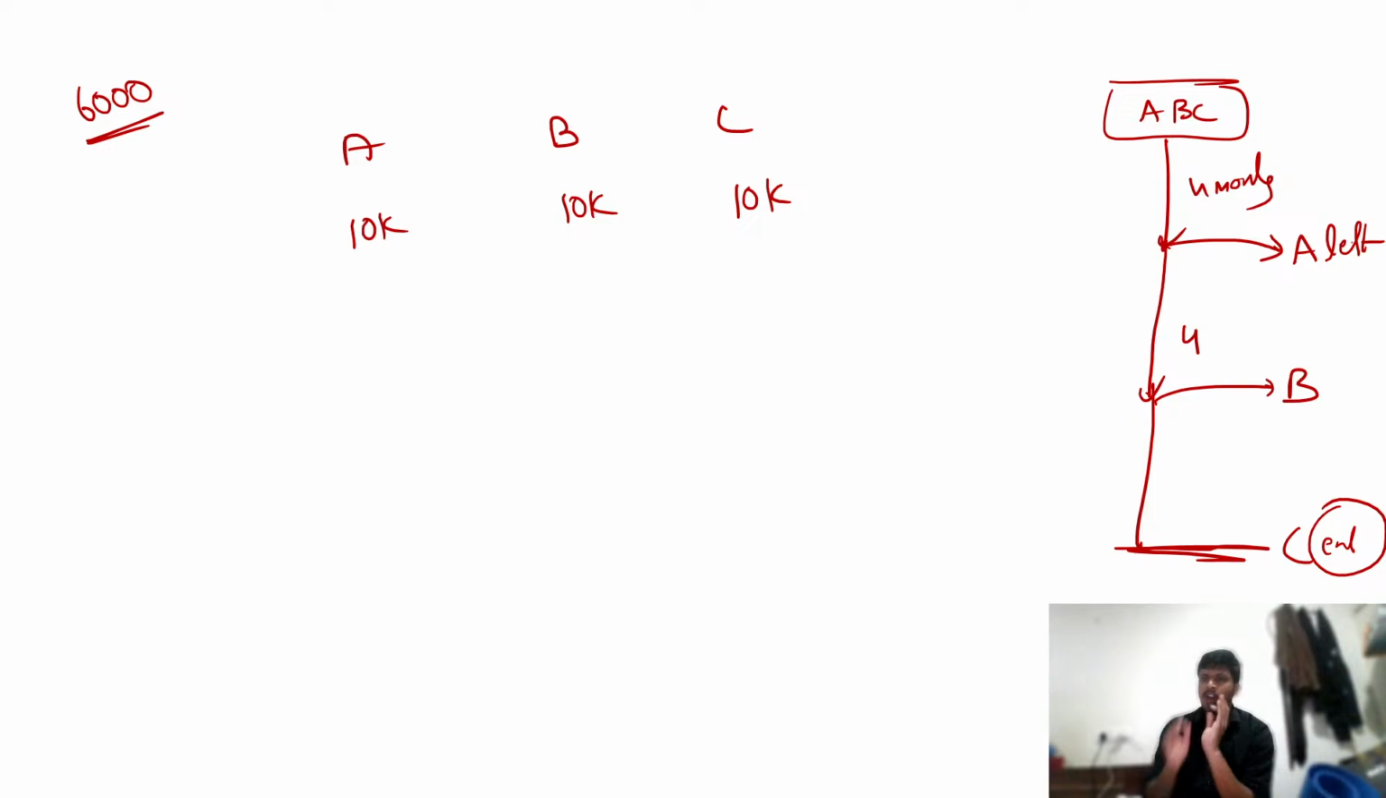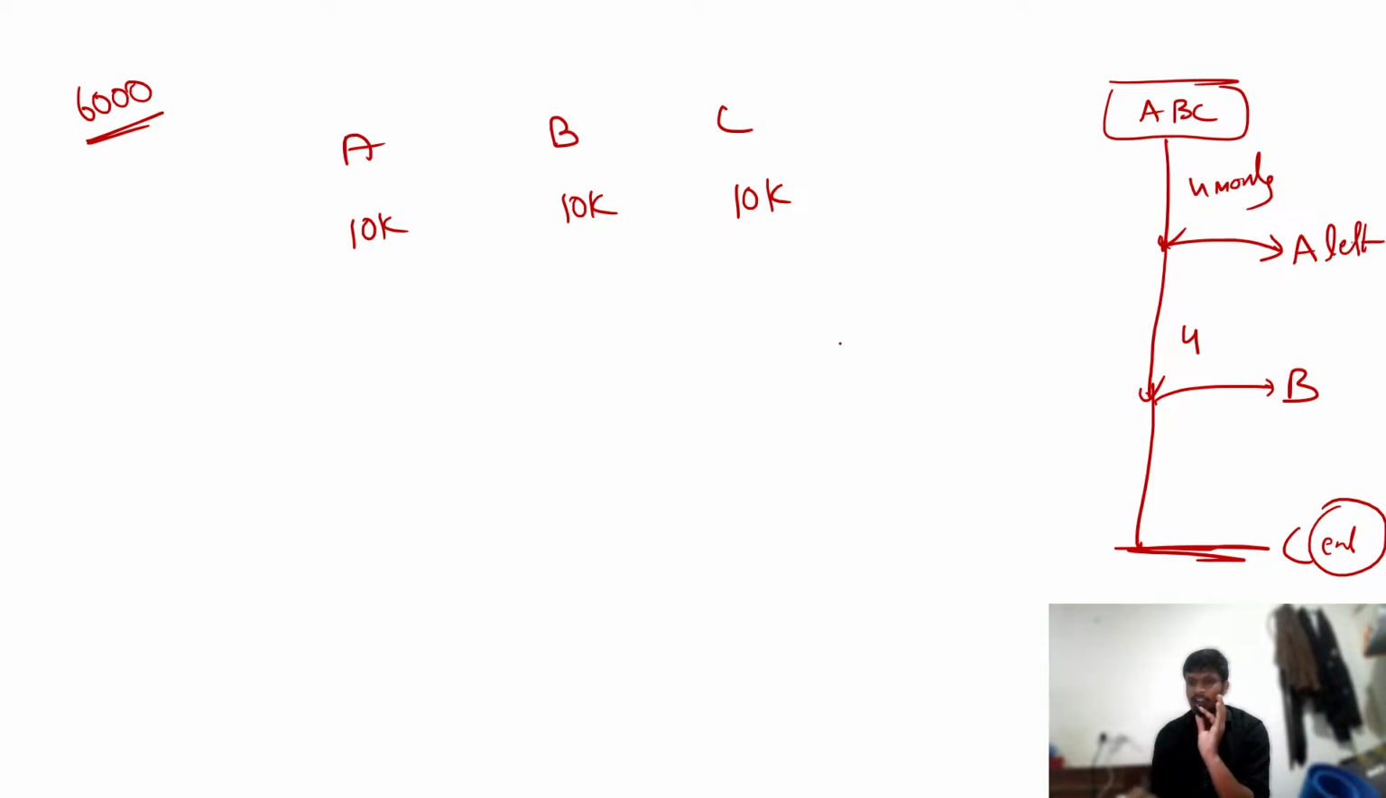I'm repeating once again. All of them start the business together. But after 4 months, due to some reasons, A left the business. After another 4 months, B left the business. But C is there in the business till the end of the year. At the end of the year, if you got a profit of 6,000, how are you going to divide this 6,000? Remember guys, just because they have invested equally doesn't mean that you have to give the profit equally.